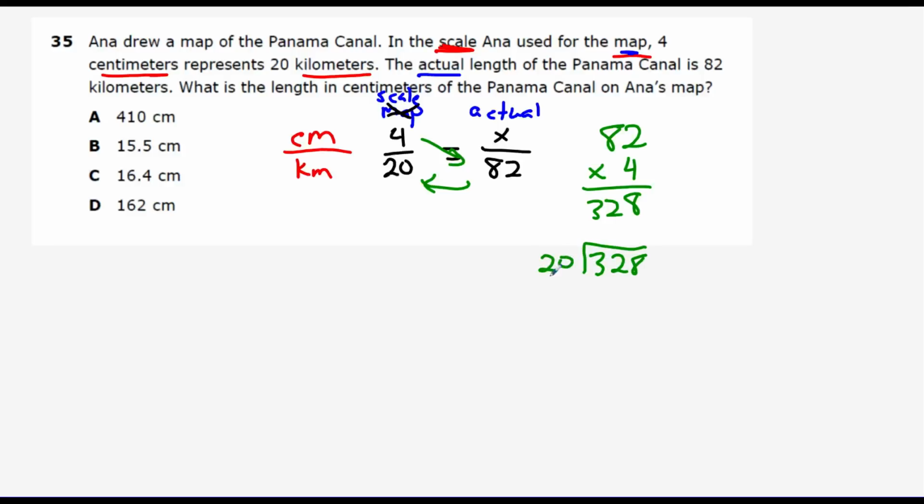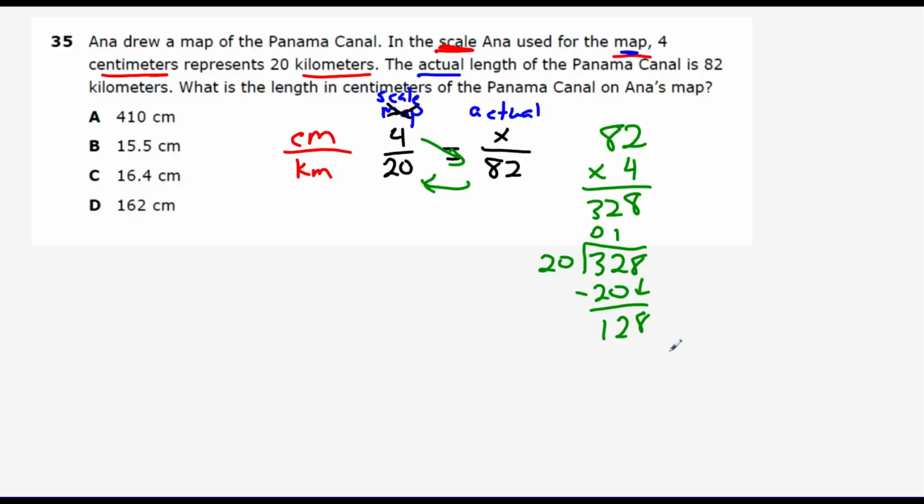Okay. 20 can't go into 3. It'll go into 32 one time. Give me 20. Whoa, man. Oh my goodness. I need to take a nap because I'm making mistakes here. Sorry. 32 minus 20 is 12. Silly me. Okay. There we go.